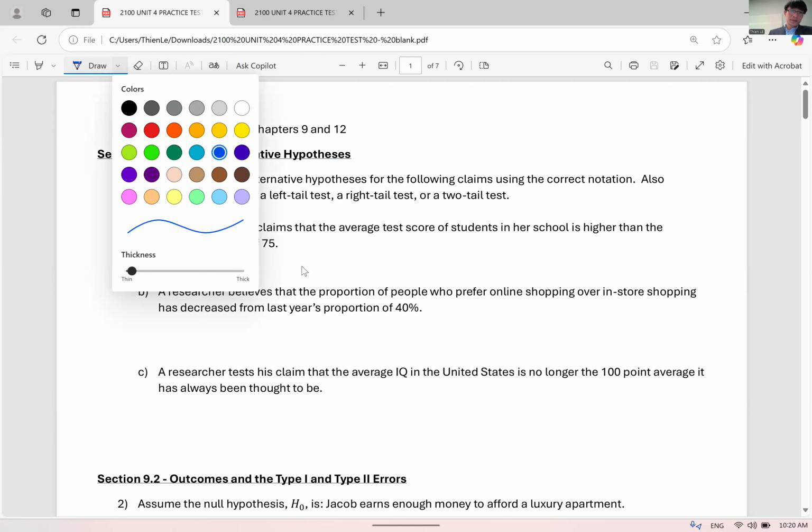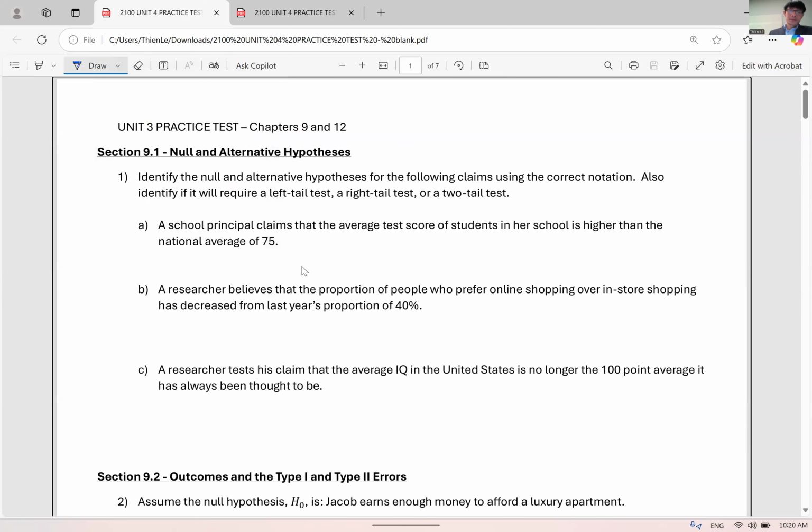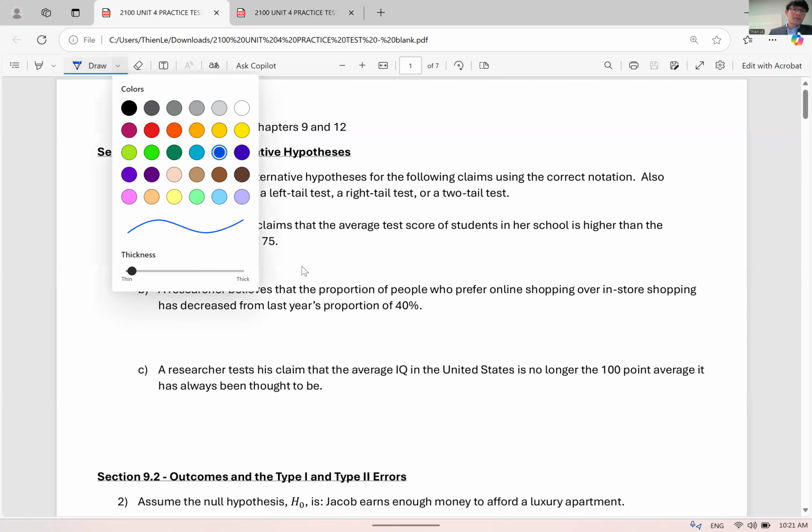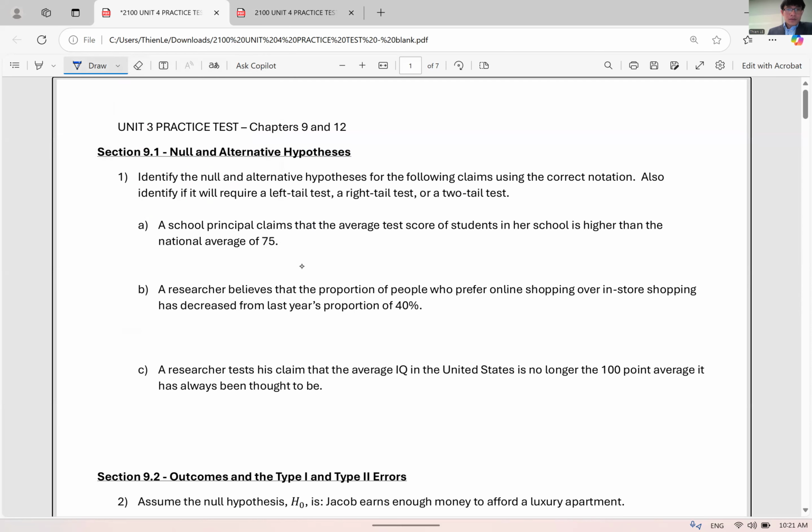Let's use this. Yes, this is the keyword here, the claim, right? Claim. Okay, good. Now it works.